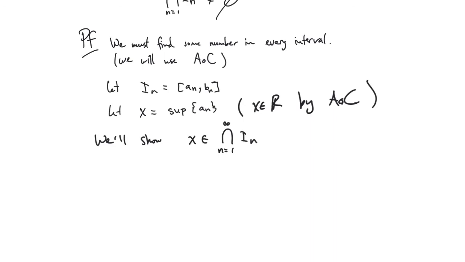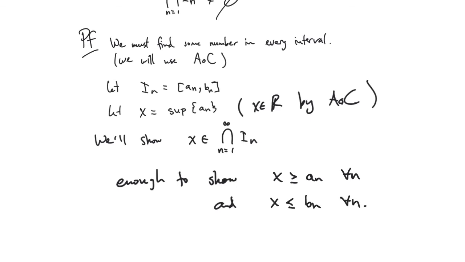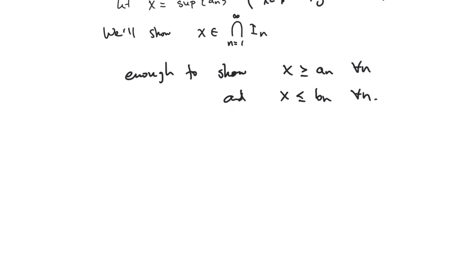And what it takes to show that is, let me say it this way, it's enough to show that x is greater than or equal to an for all n, and x is less than or equal to bn for all n. In order to be in every single interval, what it means is that x is between the two endpoints for all of them, right? That's what it means to be in every one of those intervals. So we've got 2 parts: x greater than or equal to an and x less than or equal to bn.